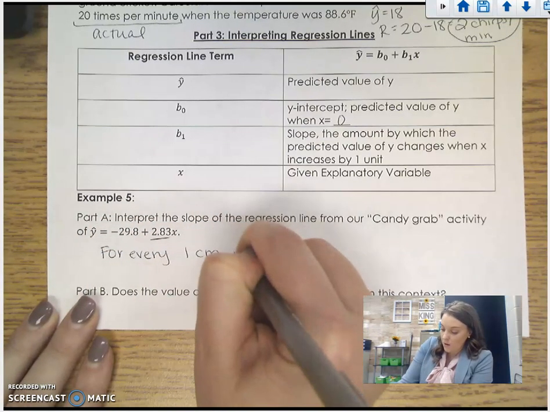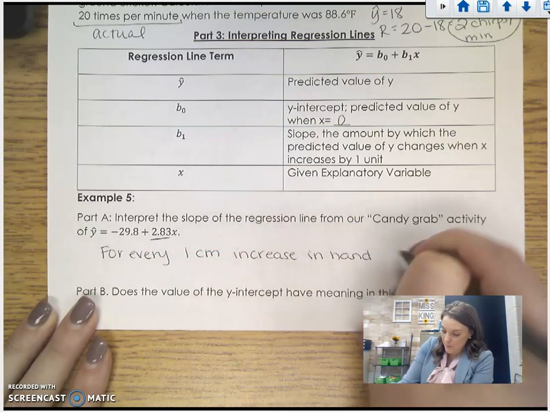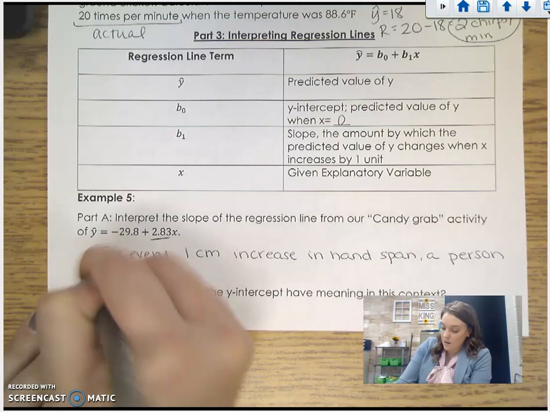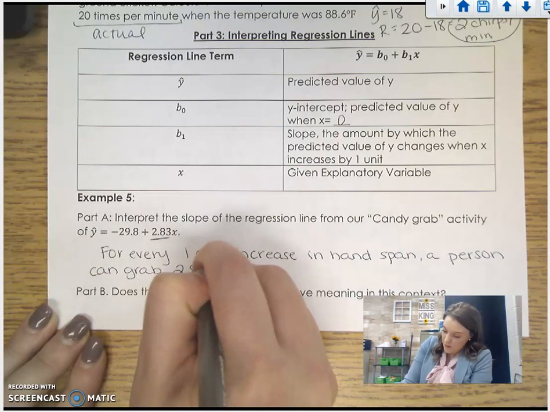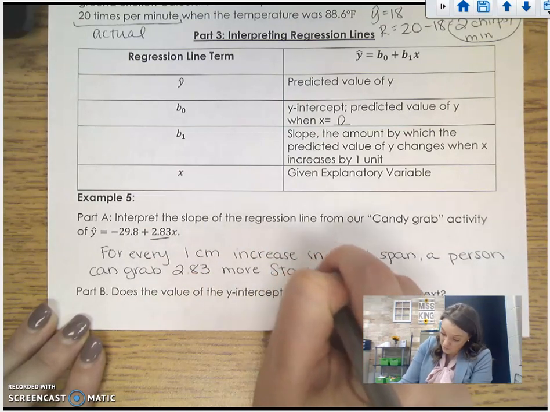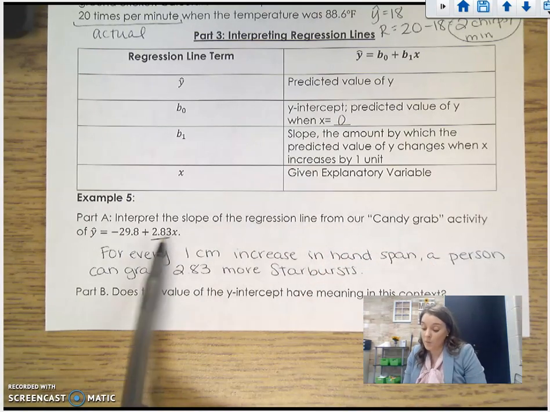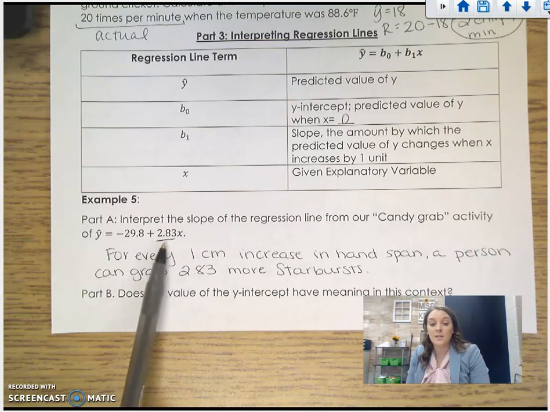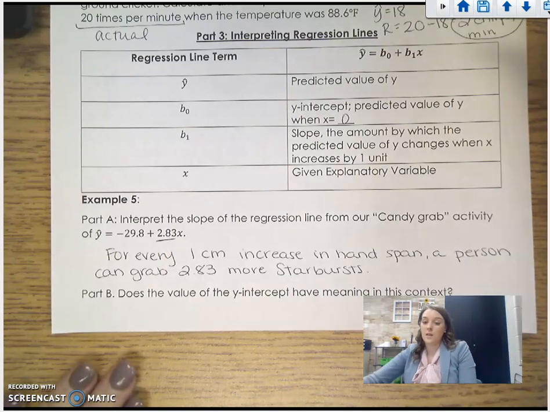1 centimeter increase in hand span, a person can grab 2.83 more starbursts. And we say more because you have a positive 2.83 slope, so that means as x increases, so does your y. Part B says, does the value of the y-intercept have meaning in context?